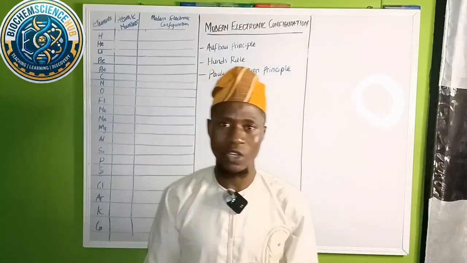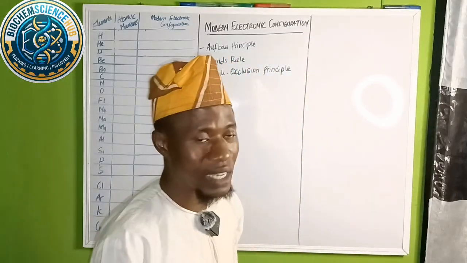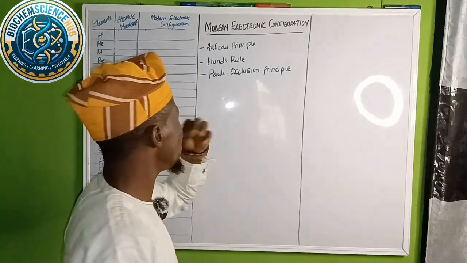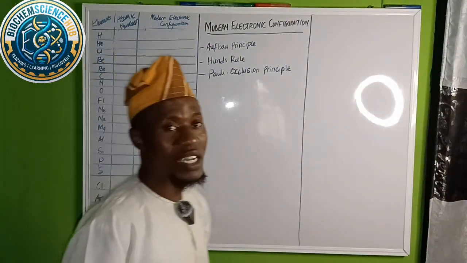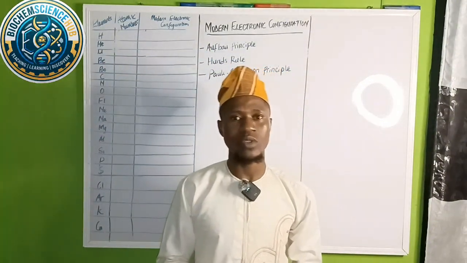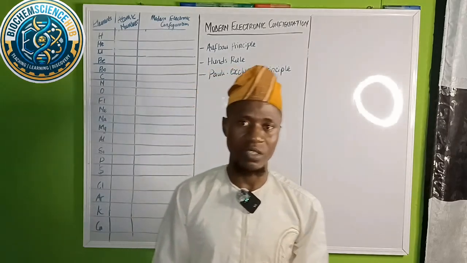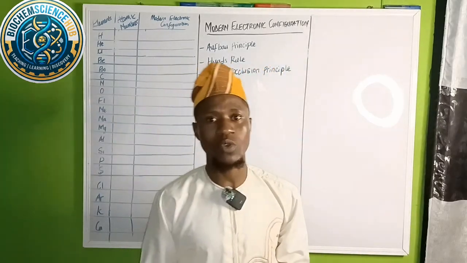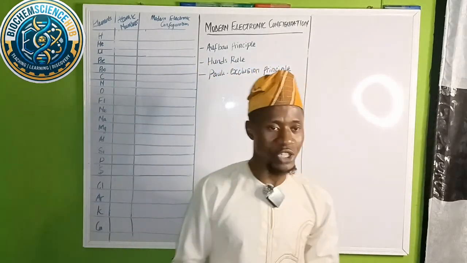So today's edition, what are we learning? We are learning another topic in chemistry: modern electronic configuration. There is no way we can understand modern electronic configuration without understanding the whole concept of electronic configuration.